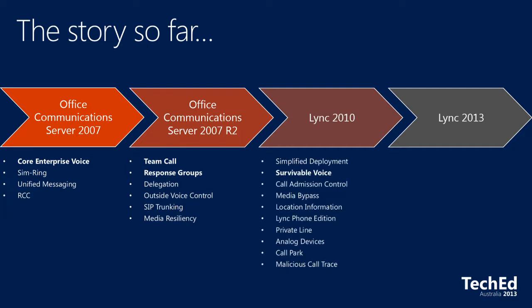And in 2010, there was actually quite a big update in enterprise voice. So we started to see things like survivable voice as a feature, so we can deploy appliances out to branch sites and deliver enterprise voice with survivability to cover situations where you've lost a WAN link or access to the Lync front-end server. As you see, there was a bunch of other features added in 2010 as well.